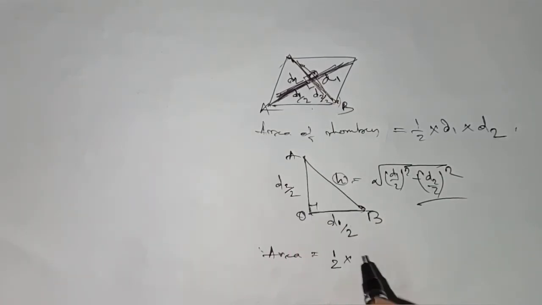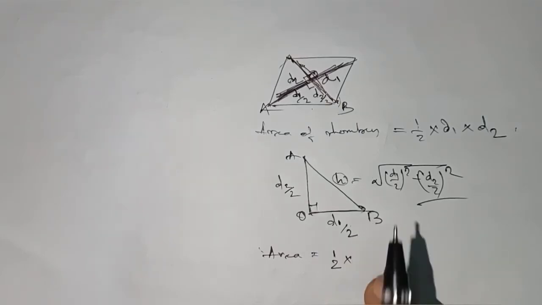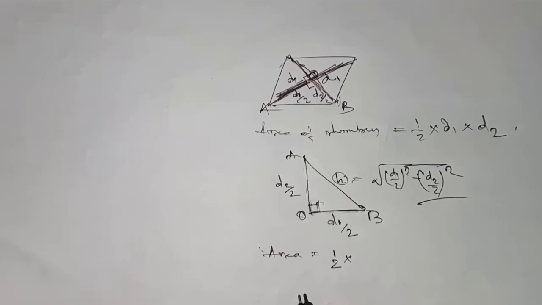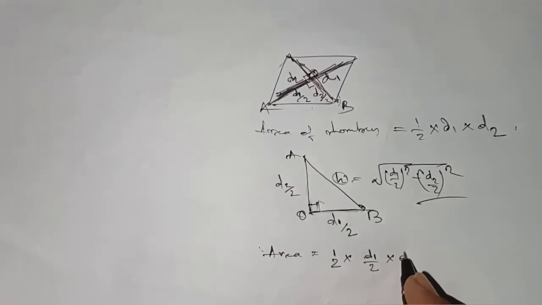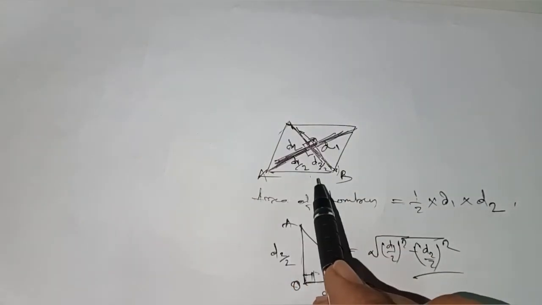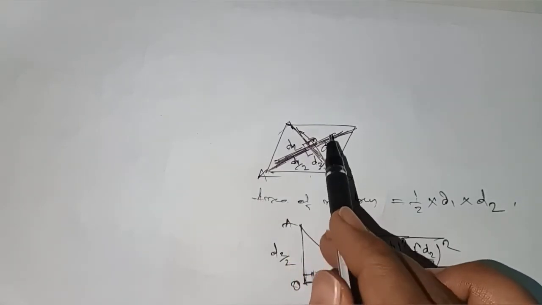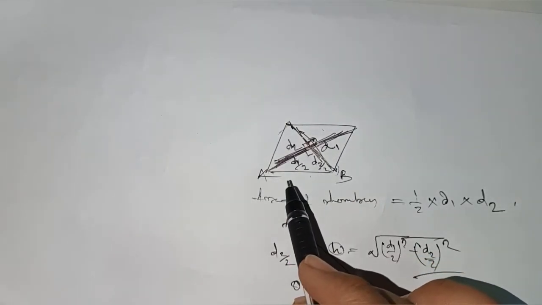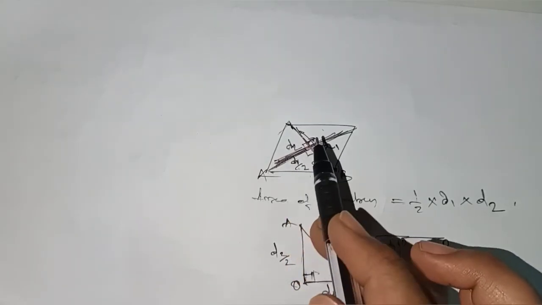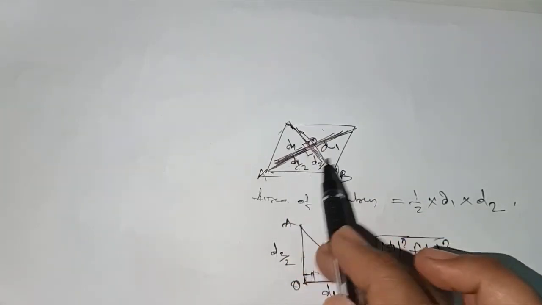Area, that is half into base. As we know, the area of a triangle is half into base into height, and this is your base and this is your height. As we can see, there's a 90 degree angle. That means we can write here D1 by 2 into D2 by 2. This is your 1. Now if you look at this rhombus, you can see that this rhombus breaks into 4 equal parts. That means the area of rhombus will be 4 times the area of this one, because these are all congruent to each other.